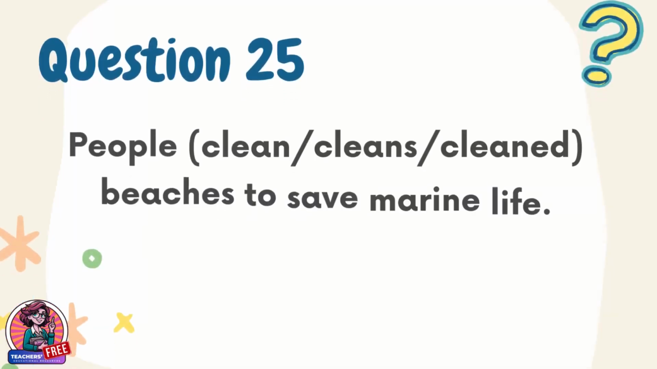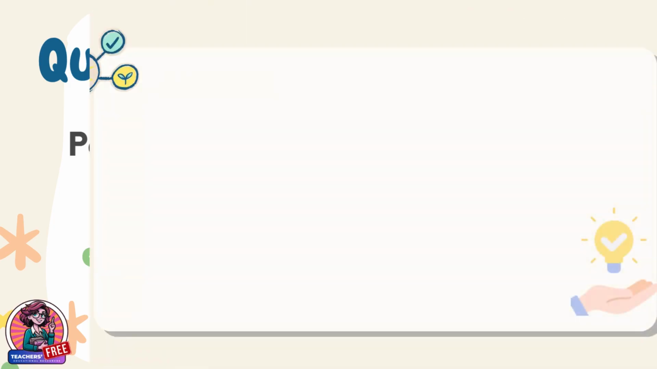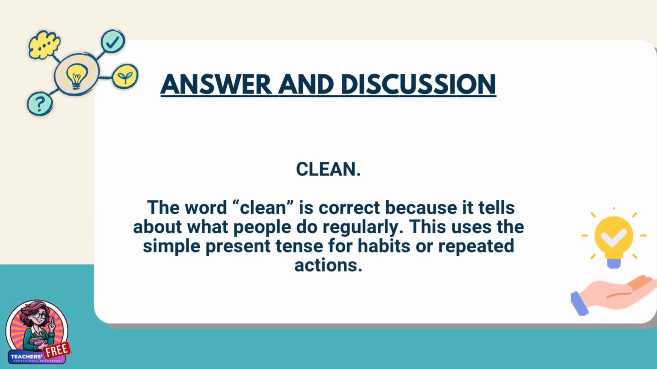Question 25. People clean, cleans, cleaned beaches to save marine life. Which is correct? Answer: clean. The word clean is correct because it tells about what people do regularly. This uses the simple present tense for habits or repeated actions.